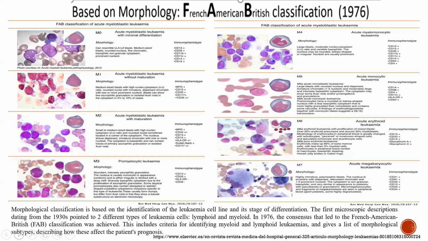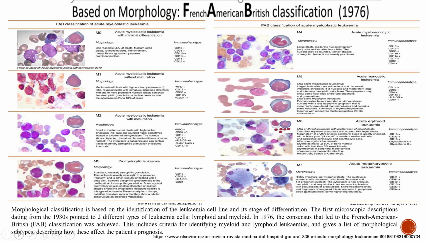Based on morphology, a morphological classification was created, which is based on the identification of the leukemia cell line and its stage of differentiation. The first microscopic description, dating from the 1930s, pointed to two different types of leukemia cells, lymphoid and myeloid. In 1976, the French-American-British classification was achieved. Now it is an old classification of leukemia morphological types, but it is still useful and can be used for leukemia differentiation.